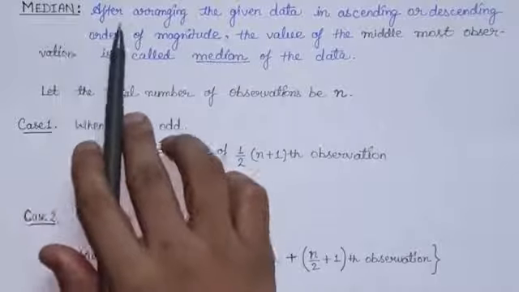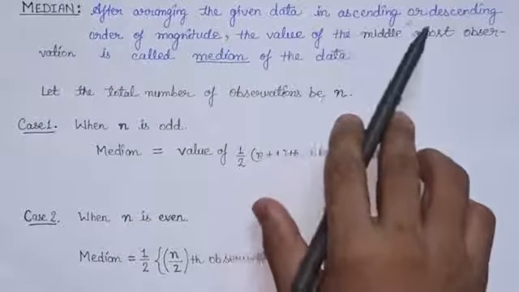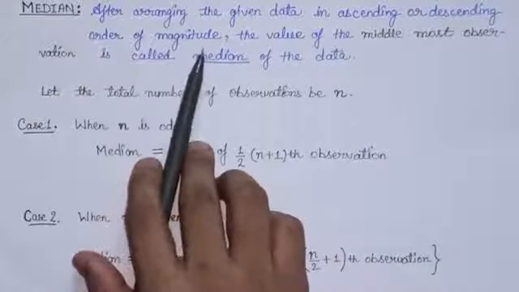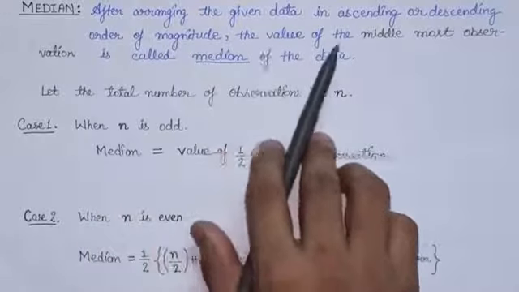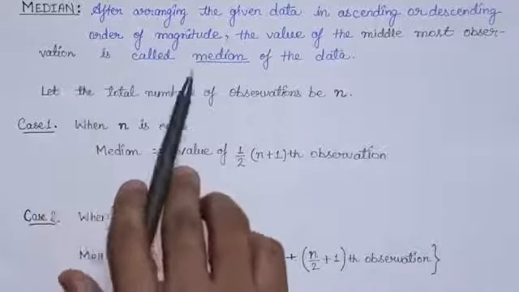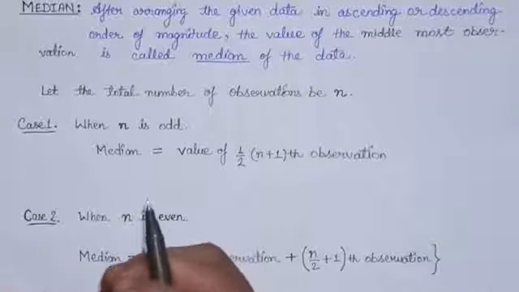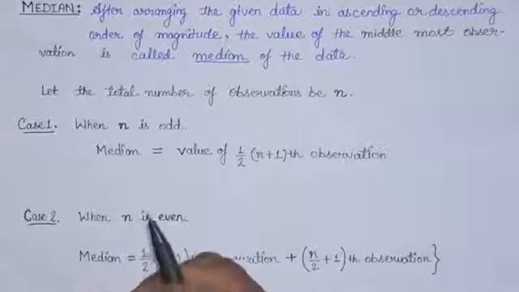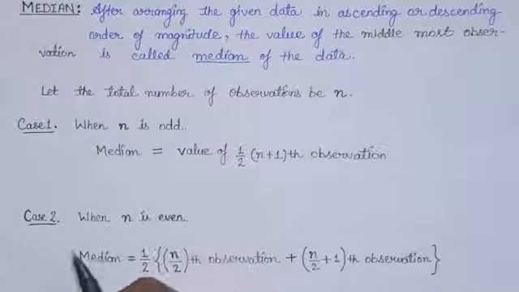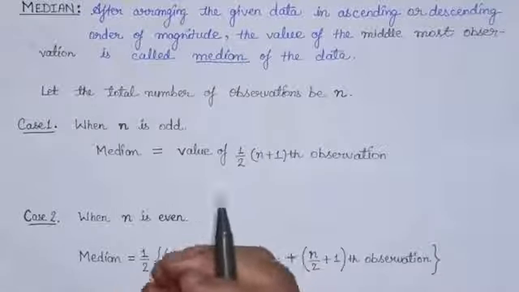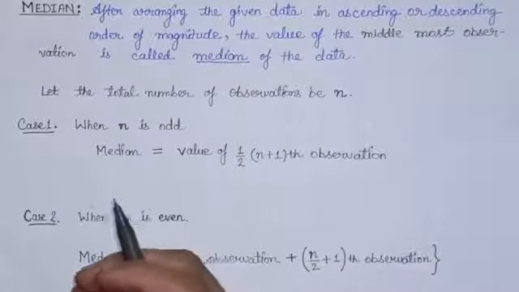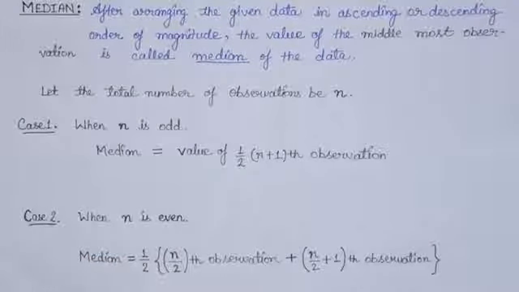So let us start. First we will see what the median means. After arranging the given data in ascending or descending order of magnitude, the value of the middlemost observation is called the median of the data. It means whatever data we are given, first we have to arrange the observations in ascending or descending order of their magnitude, and the middlemost observation gives the value of the median of that given data.